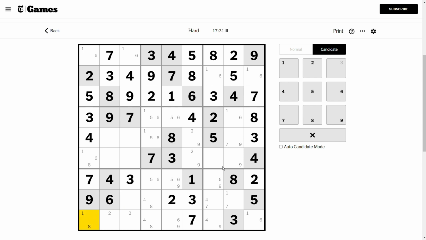Okay, I'll just fill in the cells. In column 1, we need 1, 6, and 8. This cell sees 6. For row 8, we need 1, 4, 7, and 8, but this cell sees 4 and 7. In column 2, we need 1, 2, and 5. This cell sees a 5, so 5 is eliminated from this cell. 5s go here or here.